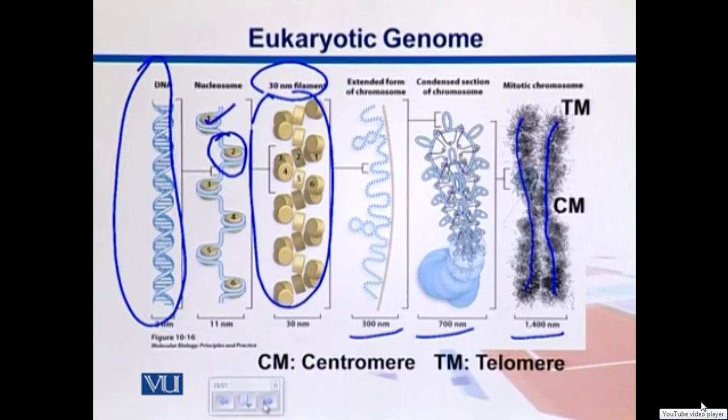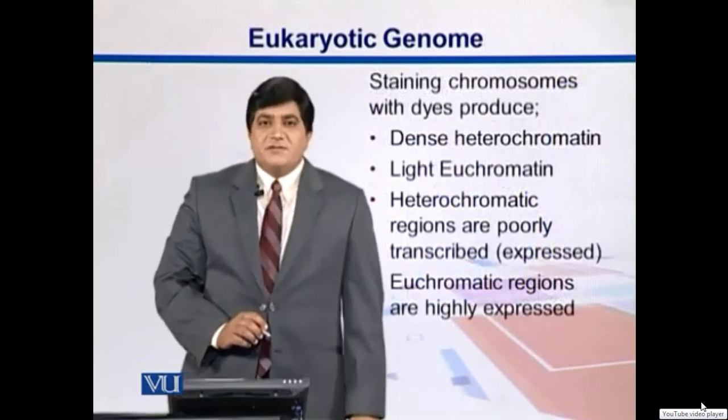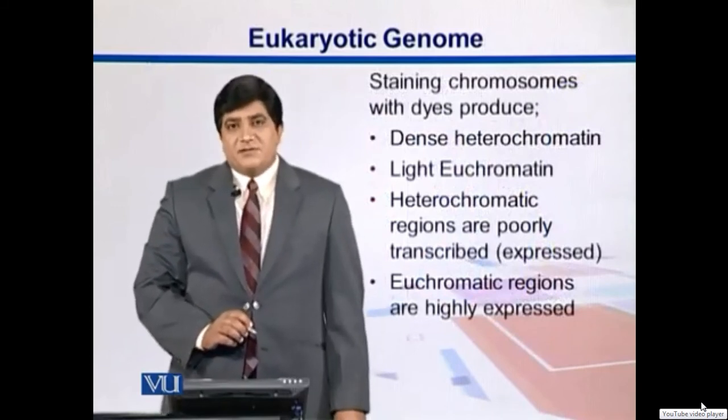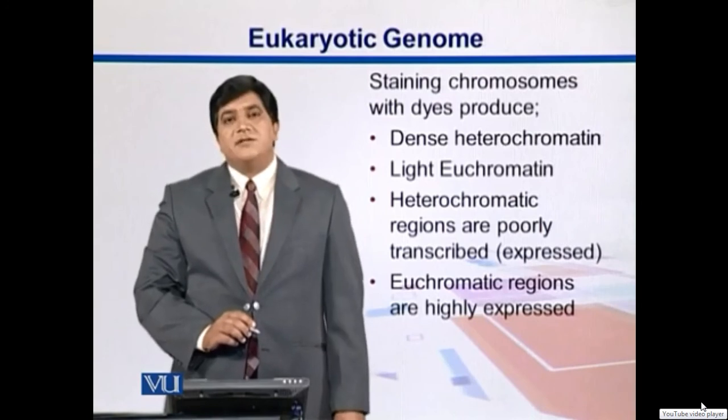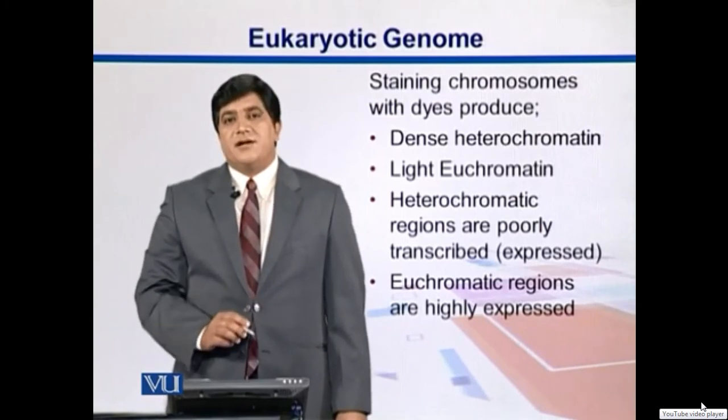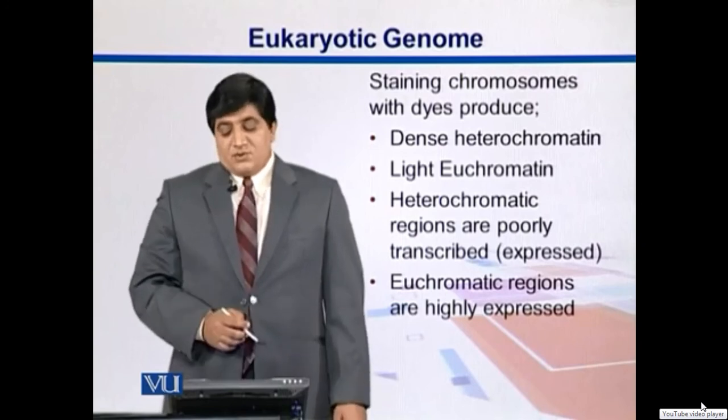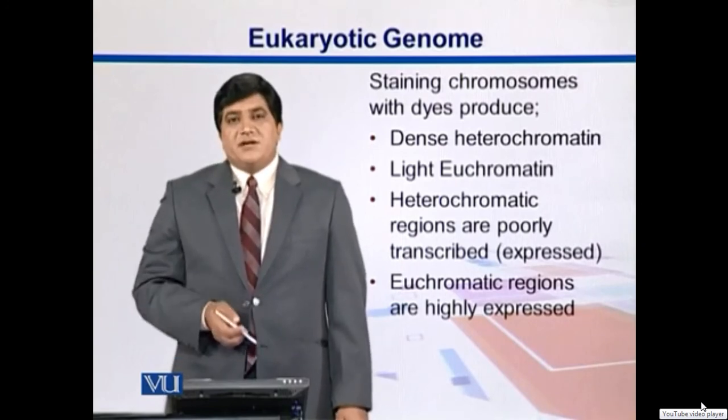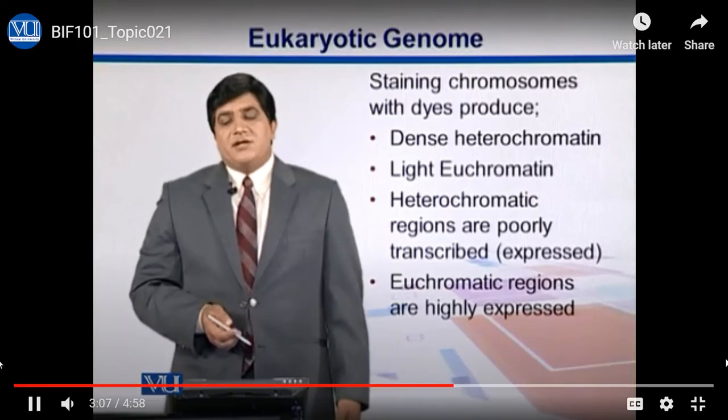Somewhere in the middle we see a constricted part, which we call the centromere. The middle part of the chromosome is the centromere, whereas the terminals we call telomeres. Please remember this nomenclature while we are discussing the heterochromatin and euchromatin parts. If chromosomes are stained with dyes, they give different coloring patterns. We get dense heterochromatin regions and light regions called euchromatin regions. Dense regions are densely stained with the dyes and take more color. Light regions take less color.